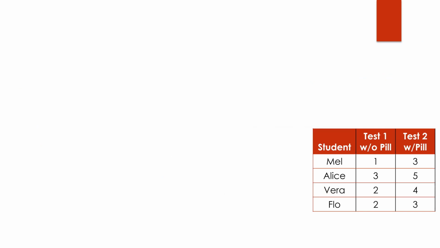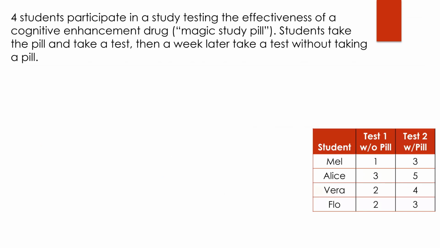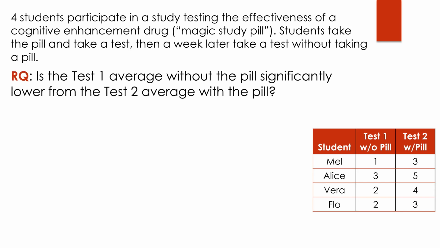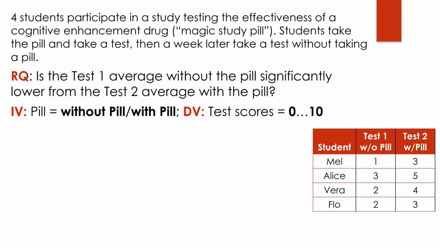So let's put this together. So we have 4 students in a study, and they are studying the effectiveness of a cognitive enhancement drug. Okay, so students take the pill and they take a test. Then a week later, they take the test without taking the pill. Again, that's a typo. Sorry about that. So you have your research question: is the test 1 average without the pill significantly lower than the test 2 average with the pill? We have our variables here: independent and dependent variable. We have our hypotheses, just shortened for the sake of space. All right, the alternative says that X bar will be lower than Y bar, and the null says X bar will be greater than or equal to Y bar.